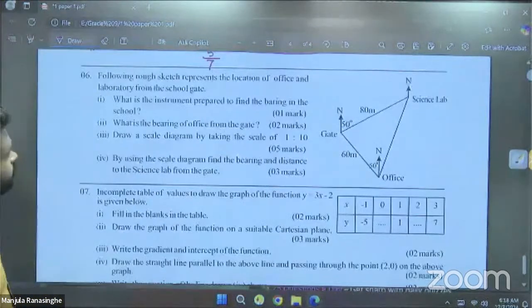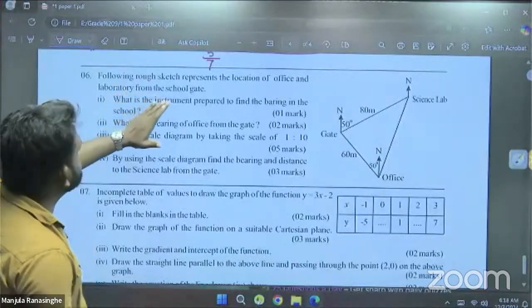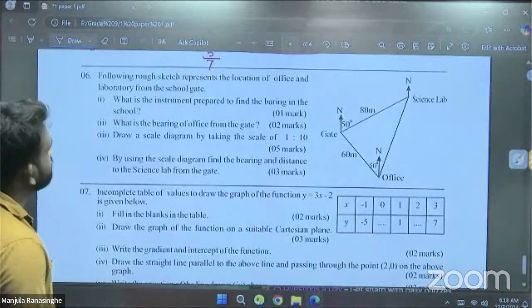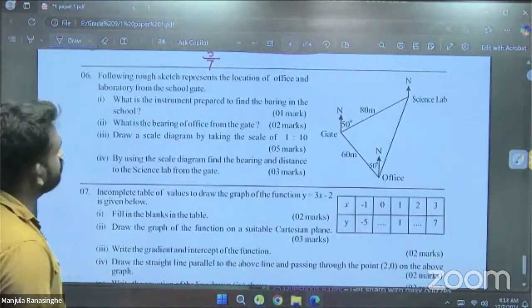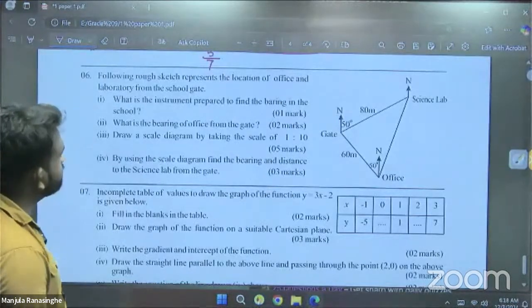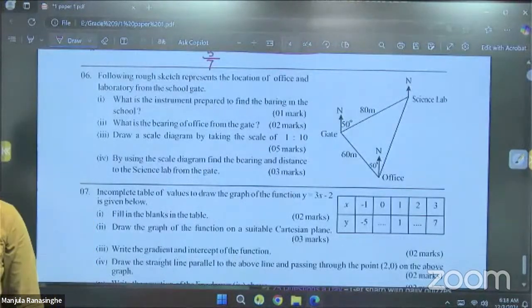Okay, right. We will check that question. The following rough sketch represents the location of the office and library from the school gate. What is the instrument used to find the bearing in the school? What is the instrument we can use for finding the bearing? Tell me the name. Do you know the name of the instrument? Anyone?